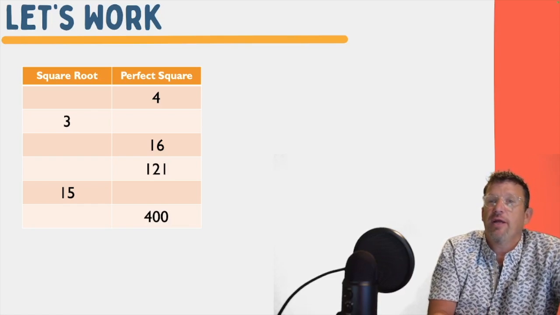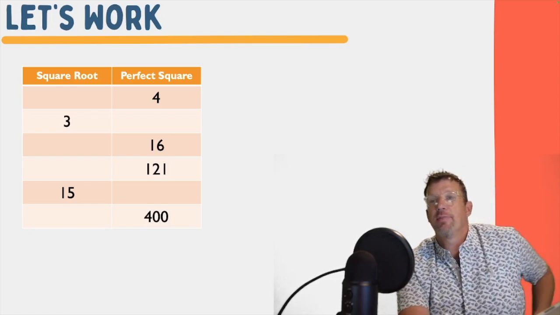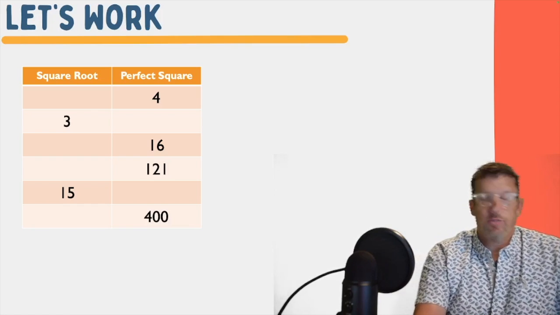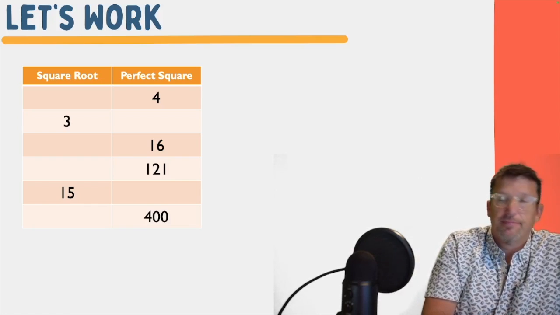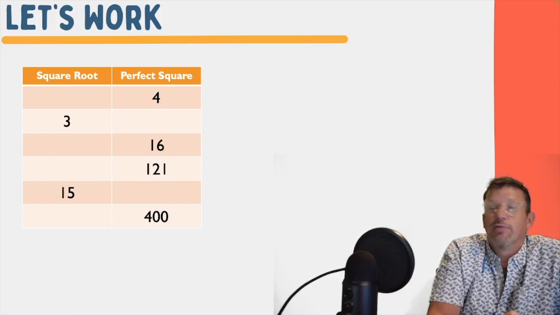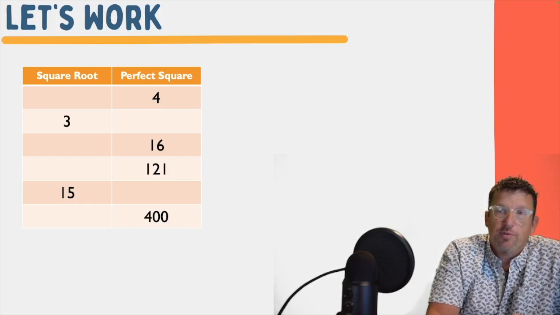Okay, so let's fill out a little chart here and see if we can understand the relationship a little better. What is the square root of our perfect square 4? In other words, what number times itself equals 4? Well, what times what is 4? 2. 2 times 2 equals 4.